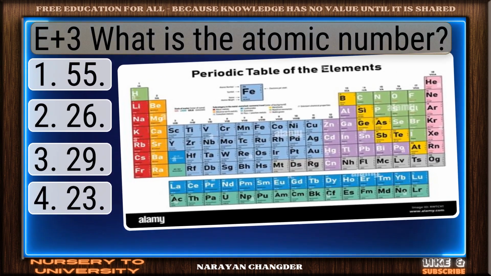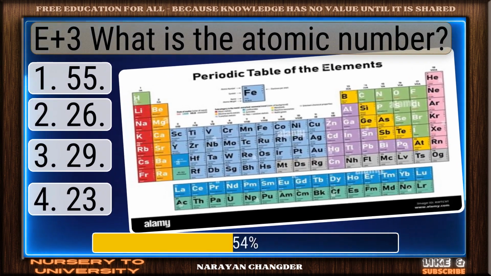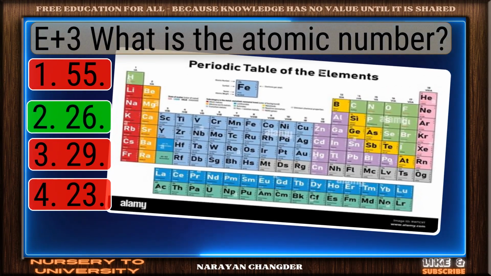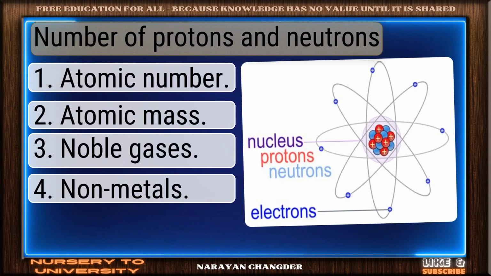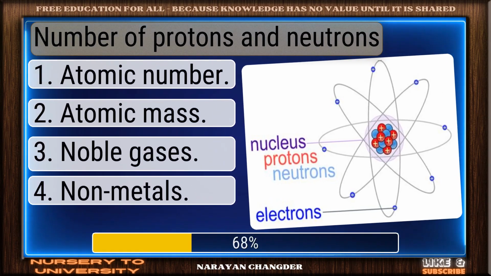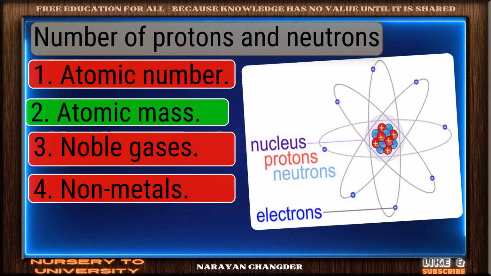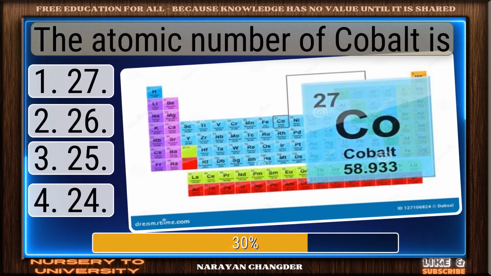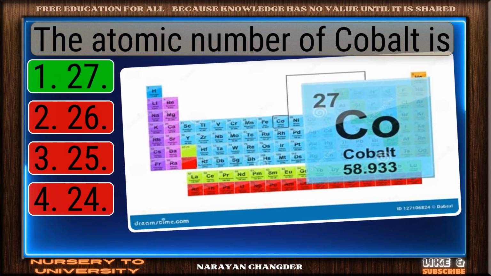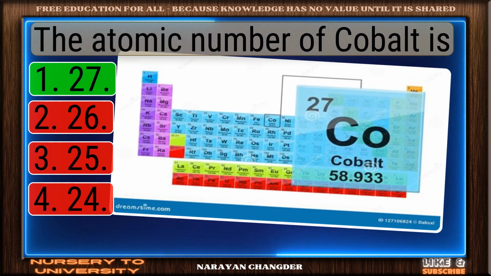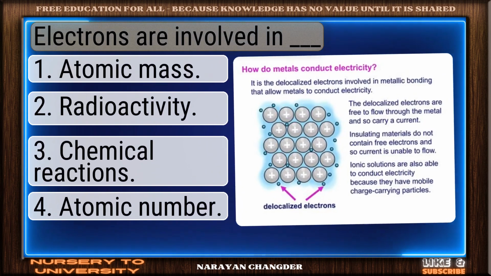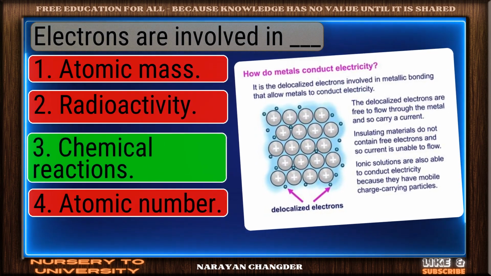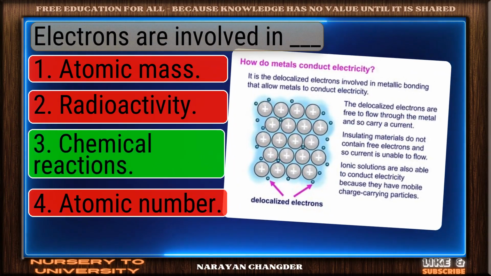Fe plus 3, what is the atomic number? Right choice. 26 is the best answer. Number of protons and neutrons. Valid point. Atomic mass is true. The atomic number of cobalt is. Smart pick. 27 is the correct choice. Electrons are involved in dash. Strong choice. Chemical reactions is the right answer.